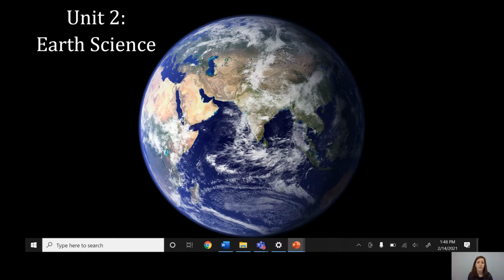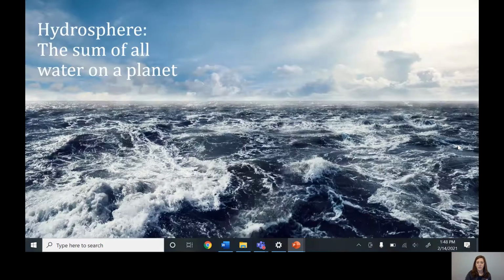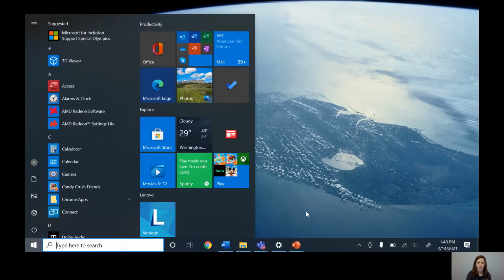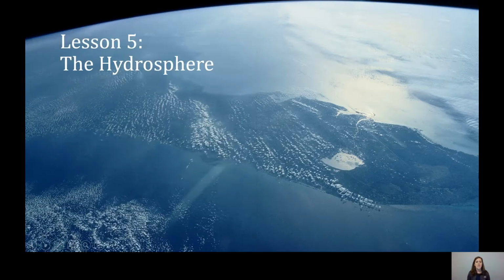I think it's fascinating to look at the earth as a whole and then kind of break it down to different parts and examine those. So let's dive in. The first specific topic we're going to be looking at, I'm trying to figure out why that bar is on the bottom, there we go, is the hydrosphere. So this lesson we're going to be focusing on the hydrosphere. Now you should know what hydrosphere means, right?